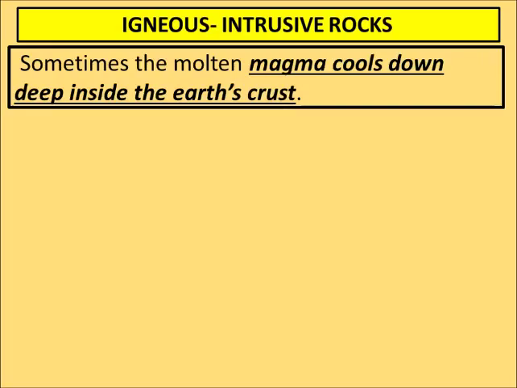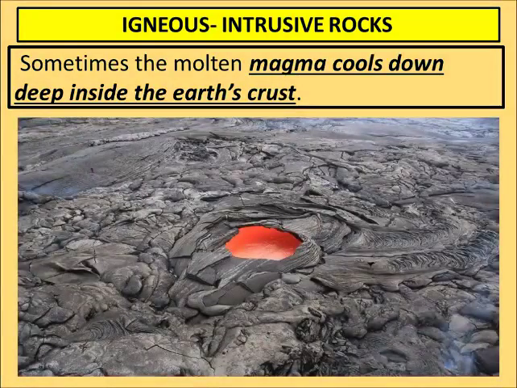Next is intrusive rock. Sometimes what happens, this is molten magma. See how dangerous and how beautiful this sight looks, but at the same time it is equally dangerous. When these volcanic mountains erupt, all the people leave their villages and towns to go to safer places. This picture has also been taken from very far away with the help of a helicopter.